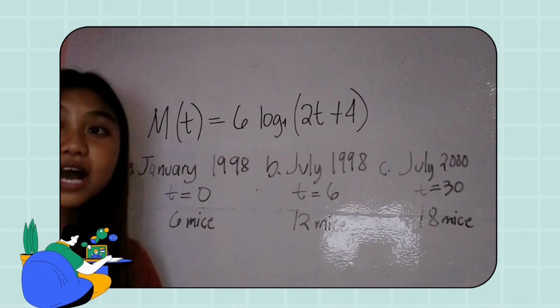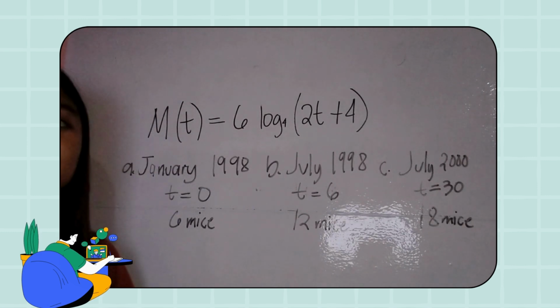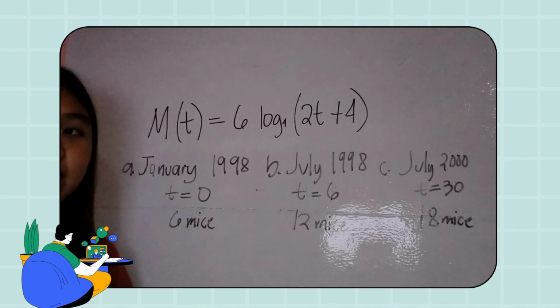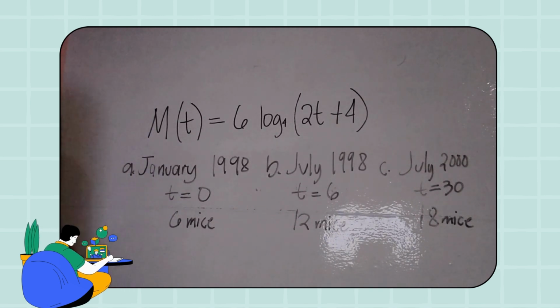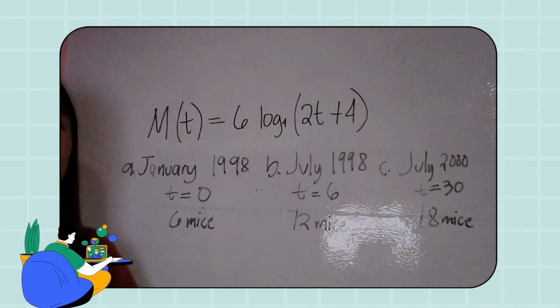This illustrates how the mouse population increases over time, according to the logarithmic model given by the function. As we can see, the number of mice grows over time, but the growth rate slows as time passes, which is characteristic of logarithmic growth.